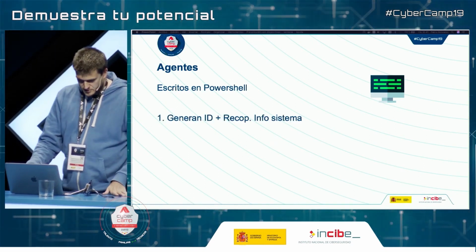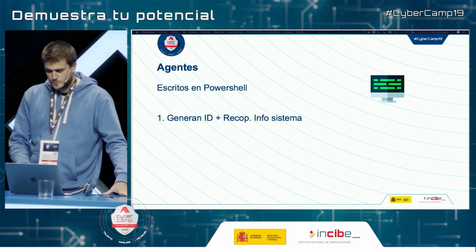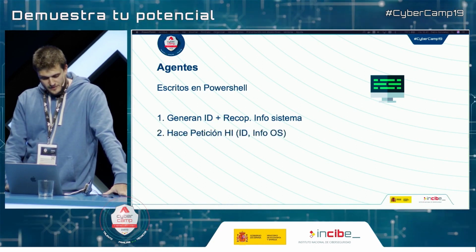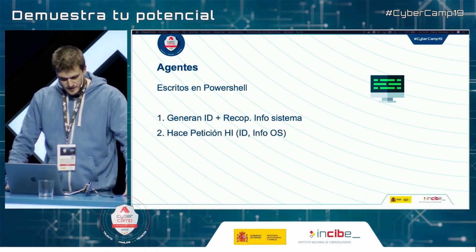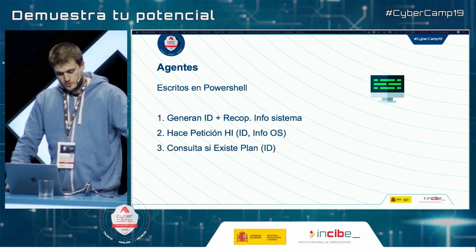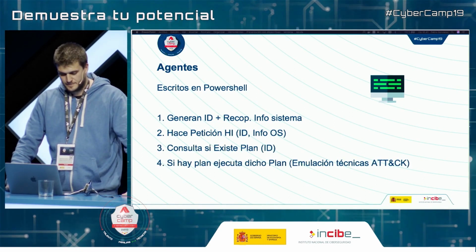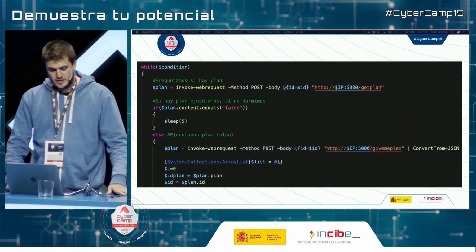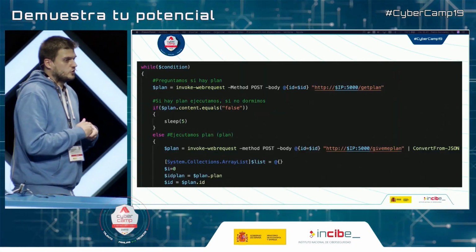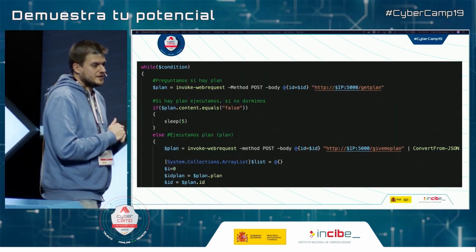Right, so the agents are written in PowerShell. This is just a summary. We generate the ID, we get the in-system information, then we send the request, then we check whether there's a plan, and if there's a plan, then we emulate the techniques, and then we have a report of the results. And this is a bit of code that you can see on the slide.